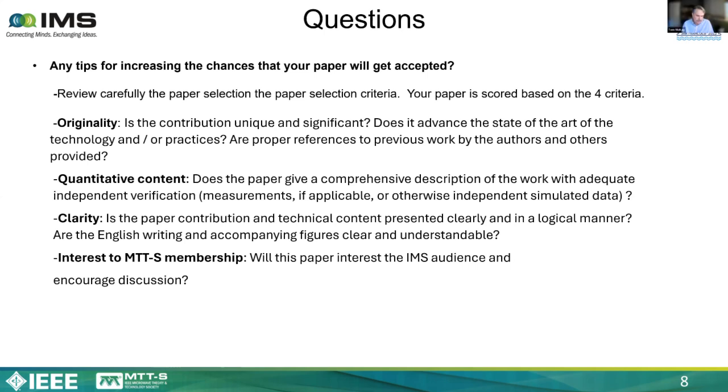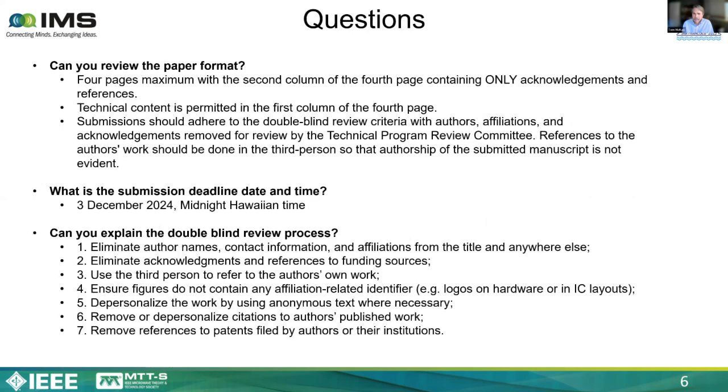We have a question here. Can you review the page limits again and what can be placed on the 4th page? Yeah, it's really 3.5 pages of technical content with the last column on the 4th page being acknowledgments and references only. So that's a strict criterion. It helps us with publishing for MWTL and other things. So please adhere to that. It's 4 pages maximum with the second column of the 4th page only acknowledgments and references.